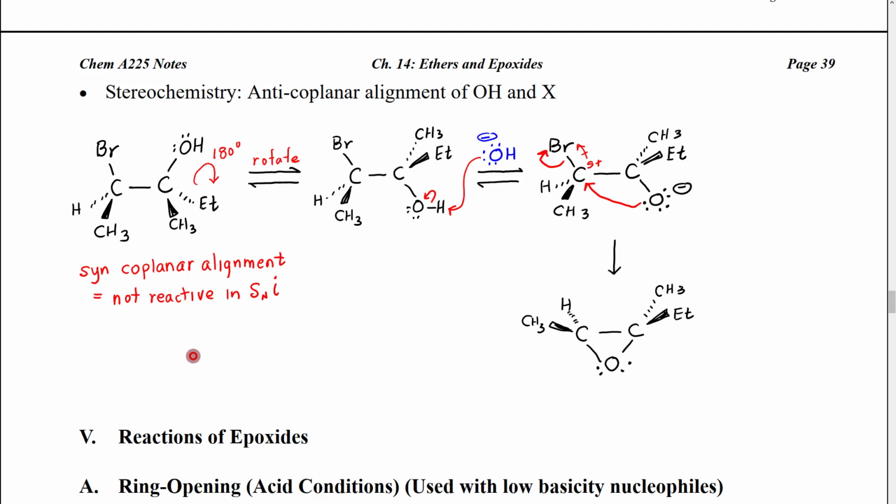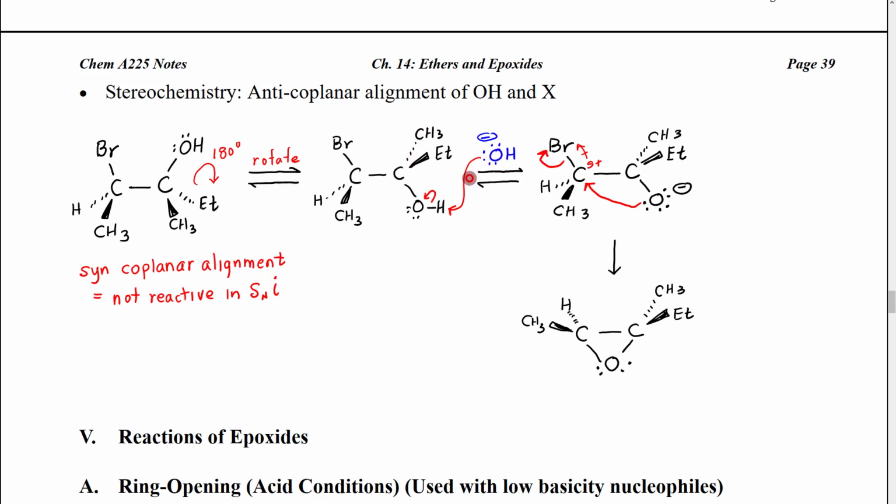In this molecule, we can achieve an anti-coplanar alignment by rotating 180 degrees around this central carbon. So I've shown the right-hand portion, which has the hydroxyl, an ethyl, and a methyl, rotating 180 degrees. That creates this conformation. Notice that when the molecule rotates 180 degrees, the group that is on a dash ends up on a wedge, and the group that's on a wedge ends up on a dash.